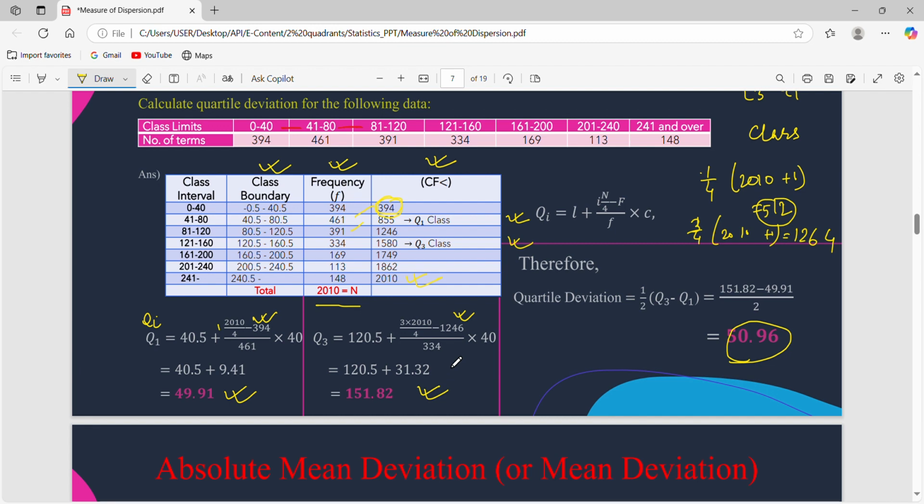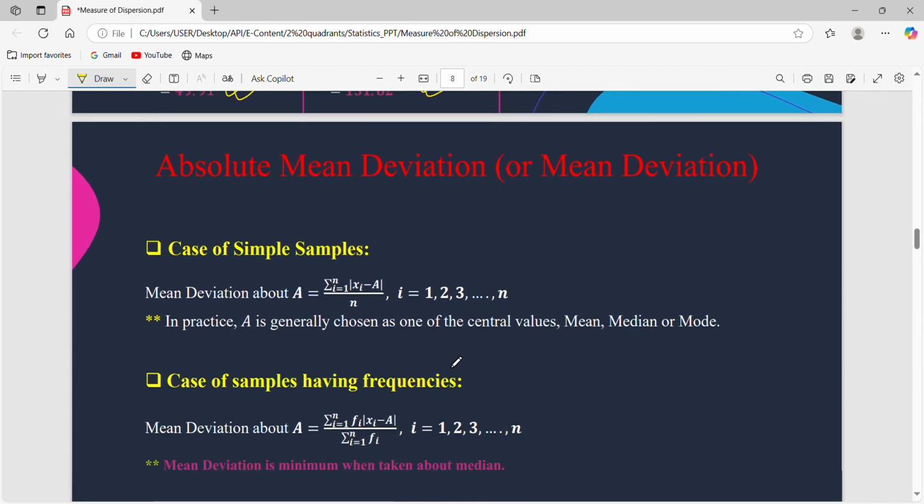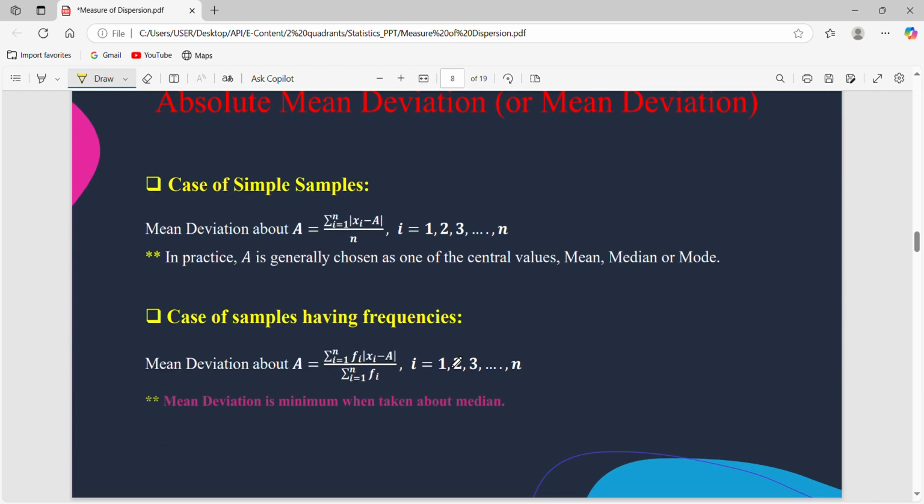Next is absolute mean deviation, or mean deviation. We have two cases: one is a simple sample, another is a sample having frequency. Simple sample means we only have values x1, x2, up to xn. Mean deviation about A, where A may be the mean, the mode, the median, whatever it may be. Correspondingly we will find it out. The formula is the summation for i equal to 1 to n of the absolute value of xi minus A, divided by n, where i equals 1, 2, 3 up to n.